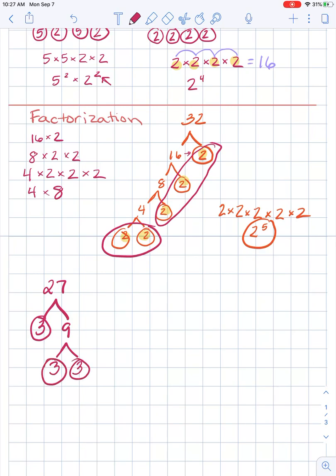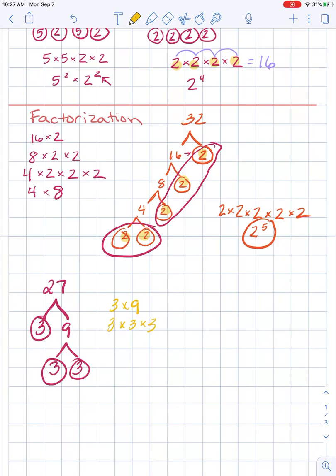So there aren't that many options for this list of factorizations. We could have 3 times 9. We could have 3 times 3 times 3. And that's about it. Those are the only factorizations we can have for 27.